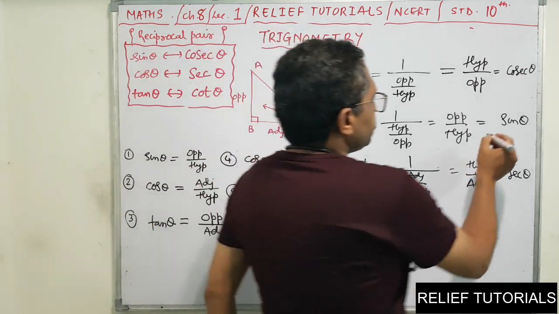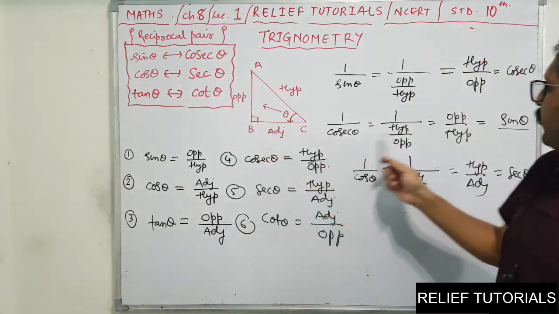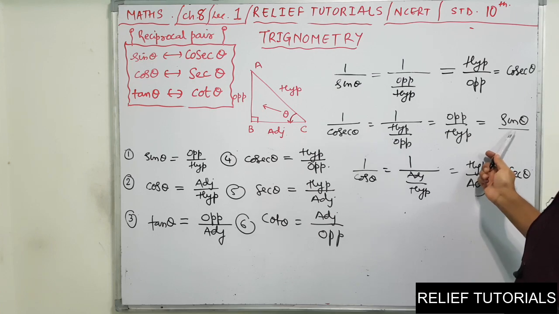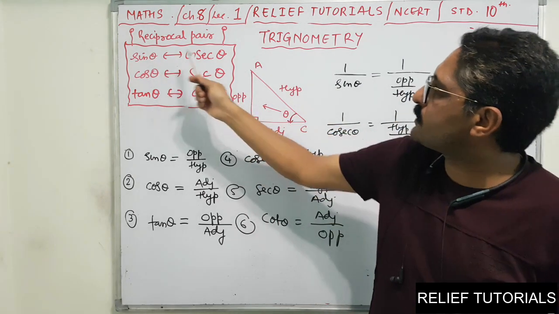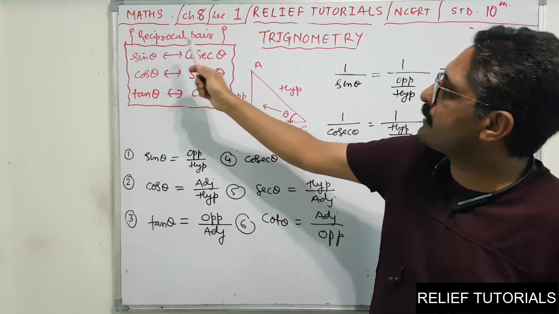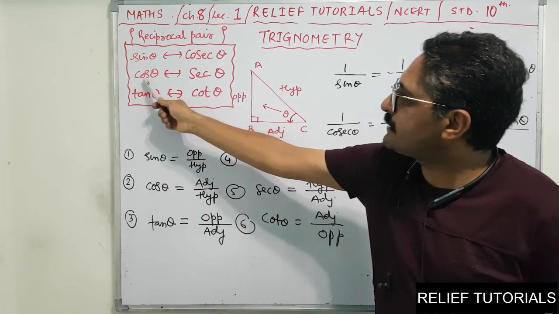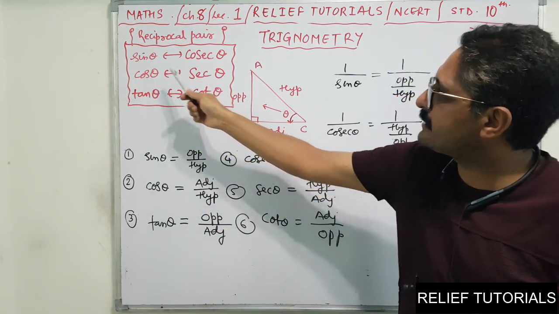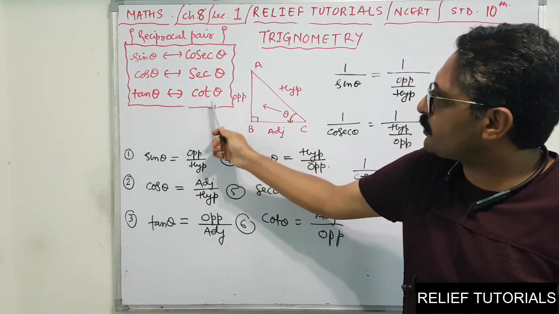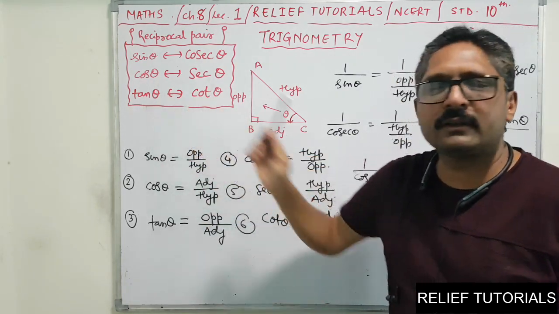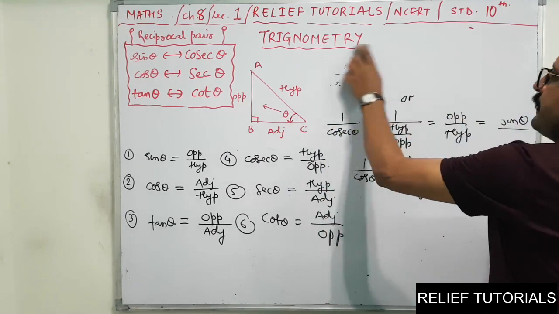Sin theta is equal to 1 upon cosec theta, and cosec theta is equal to 1 upon sin theta. Similarly with the other two. Cos theta is equal to 1 upon sec theta. Sec theta is equal to 1 upon cos theta. Tan theta is equal to 1 upon cot theta, and cot theta is equal to 1 upon tan theta. Clear? Any confusion?